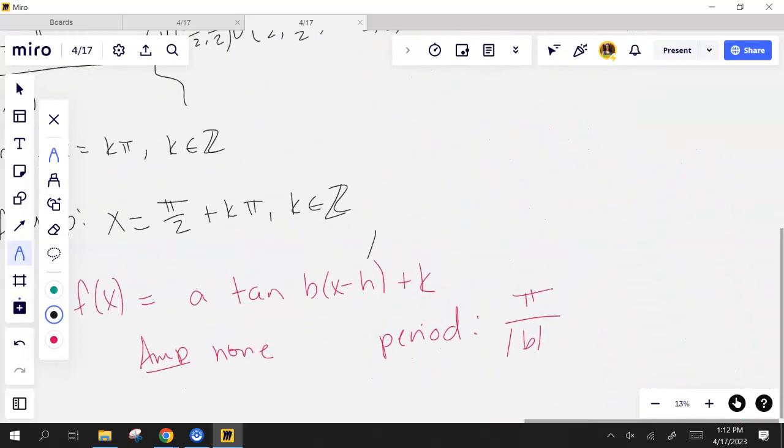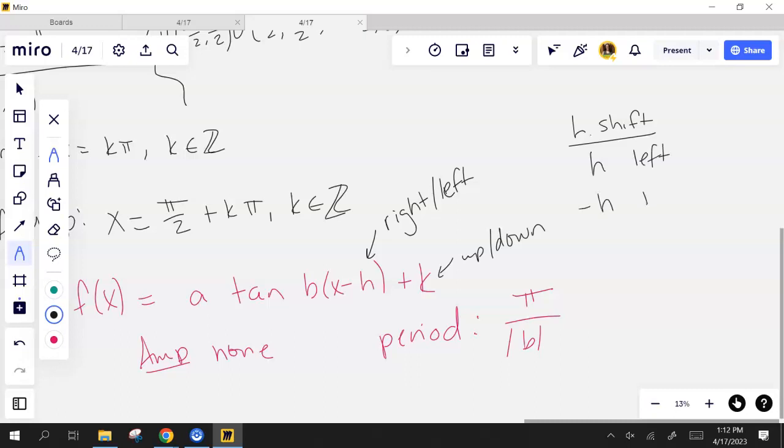Right, this is right, left. This is up, down. So horizontal shifts would be H. If H is positive, then I'm moving to the, I guess you'd want the opposite signs. So left, negative H would be right.